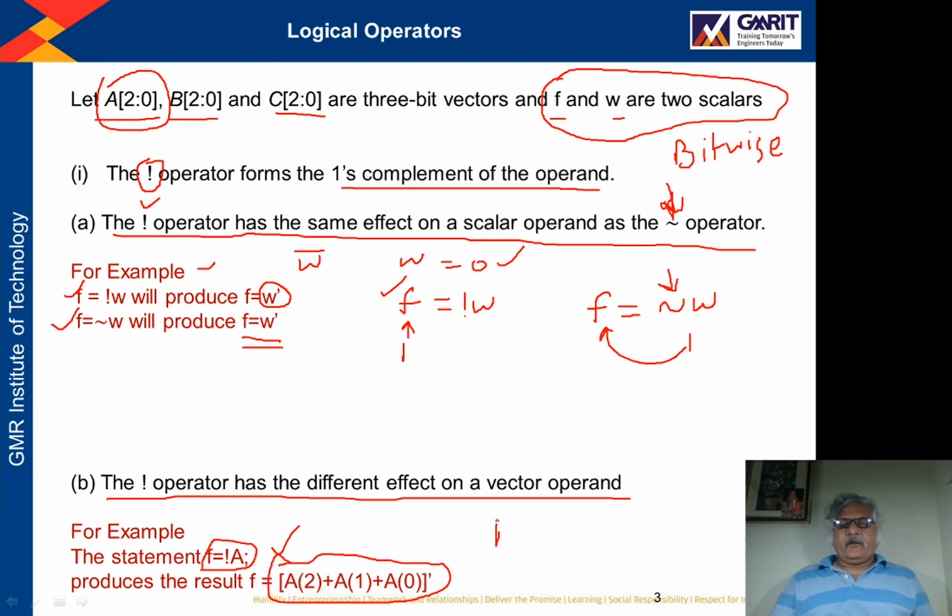So this particular statement will produce a result in this way: A2 or A1 or A0, right? The OR operation will be performed on these 3 bits and its complement value, and whatever is the result, that will be assigned to F. So same thing is given. This single tick here indicates the bar symbol.